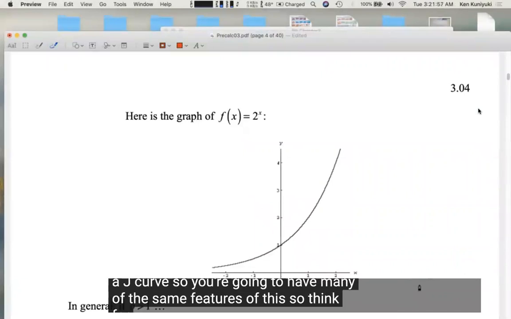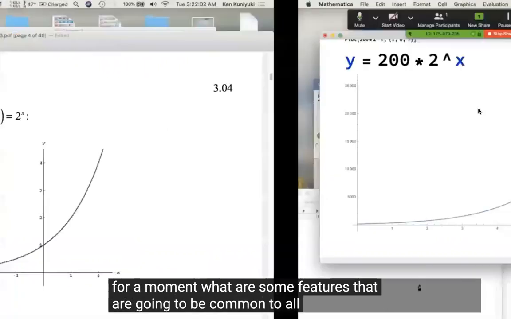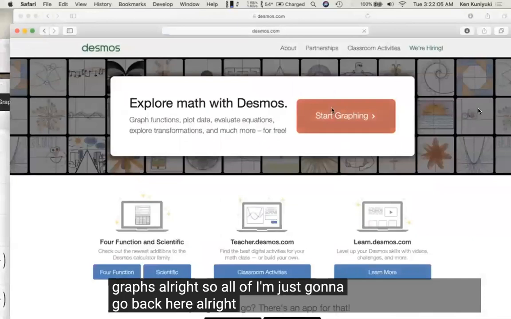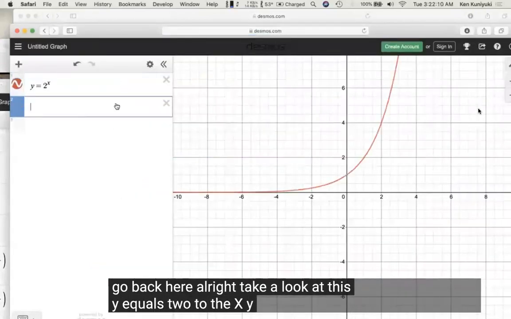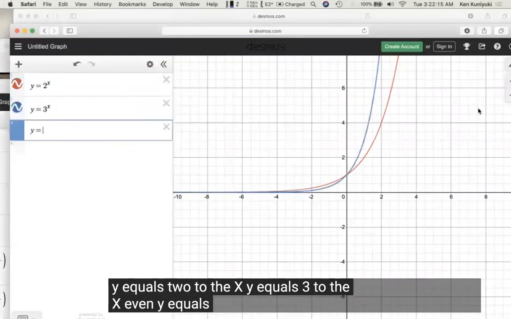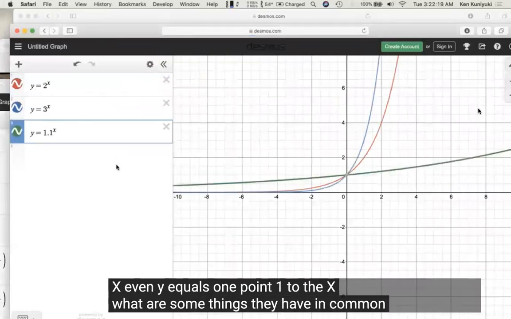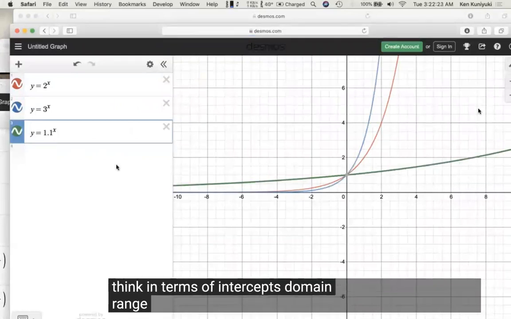So think for a moment. What are some features that are going to be common to all of these graphs? Take a look at this. y equals 2 to the x, y equals 3 to the x, even y equals 1.1 to the x. What are some things they have in common? Think in terms of intercepts, domain, range.